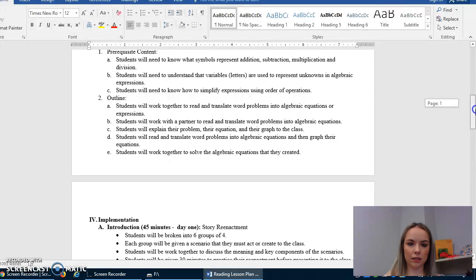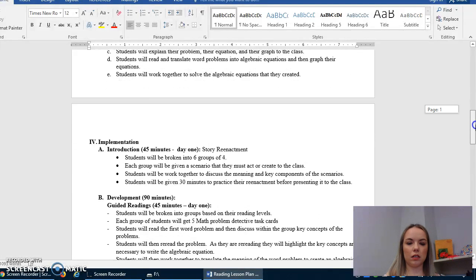So, a quick overview of what the lesson is going to do. Students will work together to read and translate word problems into algebraic equations or expressions. Students will work with a partner to read and translate word problems. Students will explain their problem, their equation, and their graph to the class. Students will read and translate word problems into algebraic equations, then graph their equation. Students will work together to solve the algebraic equation they have created.